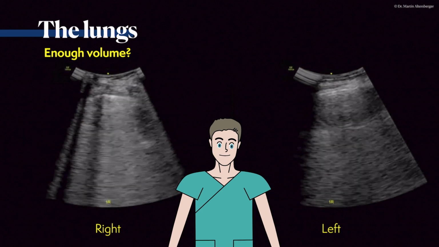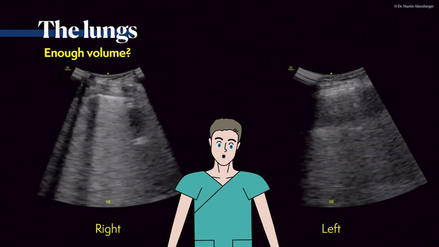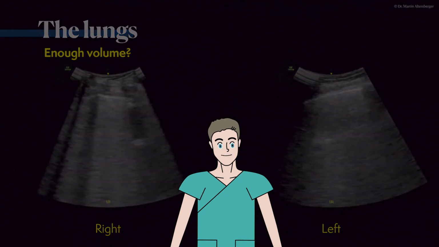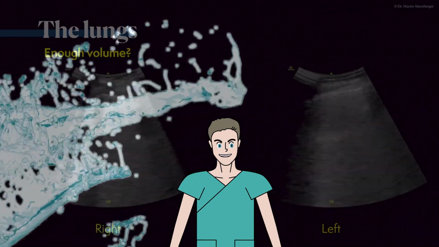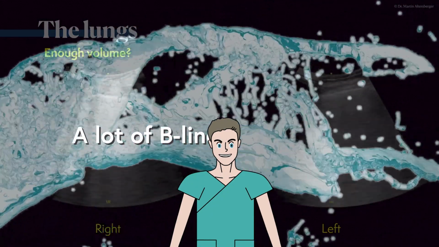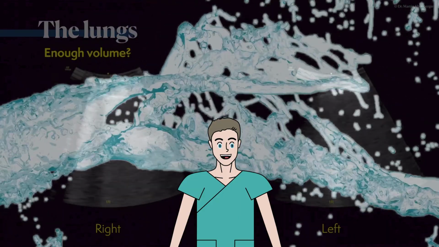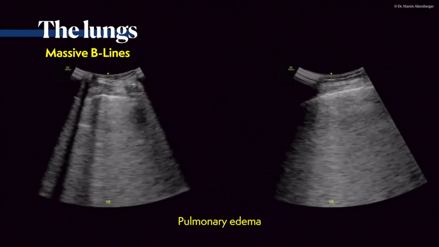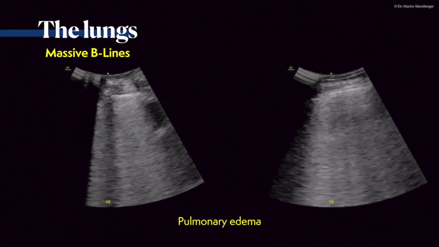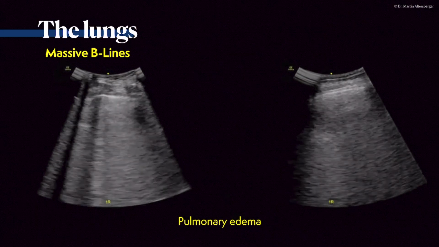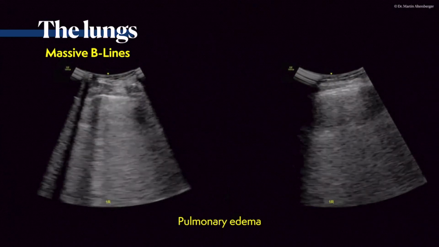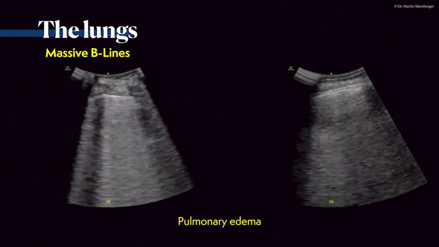So does this patient have enough volume, or do we even need more volume to save this patient's life? Well, of course, when you see a lot of B-lines, this is congestion. This is actually a case of pulmonary edema, so massive B-lines. Everywhere you have the smooth pleural line, the reverberation artifacts on both sides, left and right, is very indicative that this patient has a problem with congestion.